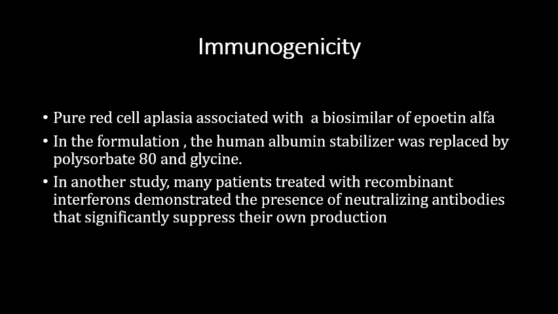Here in this case, if you see, it is causing pure red cell aplasia associated with a biosimilar of epoetin alpha. Generally, epoetin alpha is nothing but recombinant erythropoietin. We generally give it for the treatment of anemia. If it itself can cause pure red cell aplasia, then what is the point of treating the patient with epoetin when the patient already has anemia and you're giving it to treat anemia?